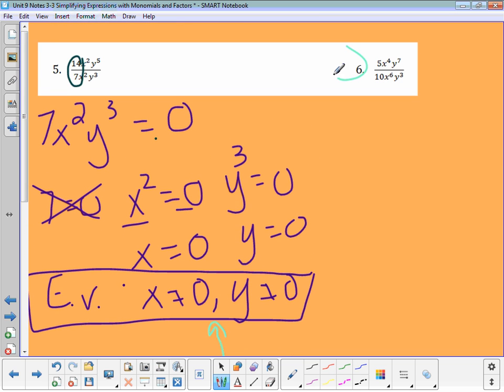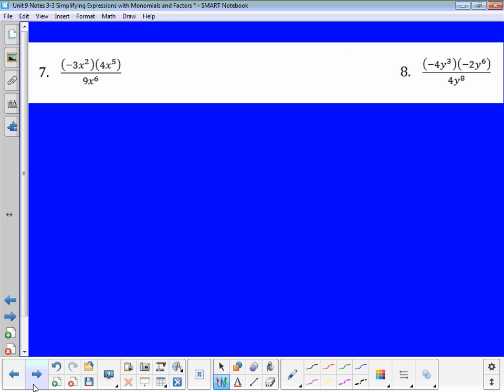Why don't you guys go ahead and try number 6 on your own? Just as a little hint, you want to reduce the fraction 5/10 to 1/2. Okay, so that's just a little hint as you go through and simplify it. Okay, let's take a look at number 7.